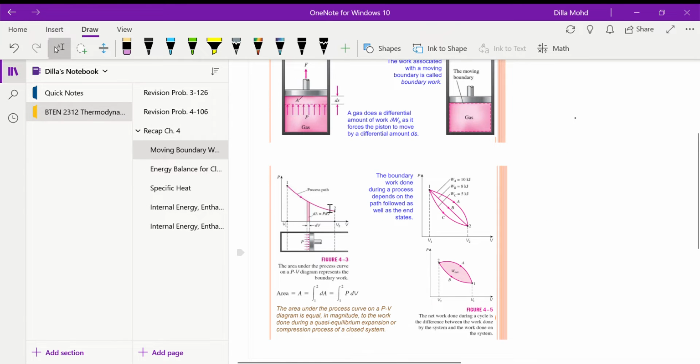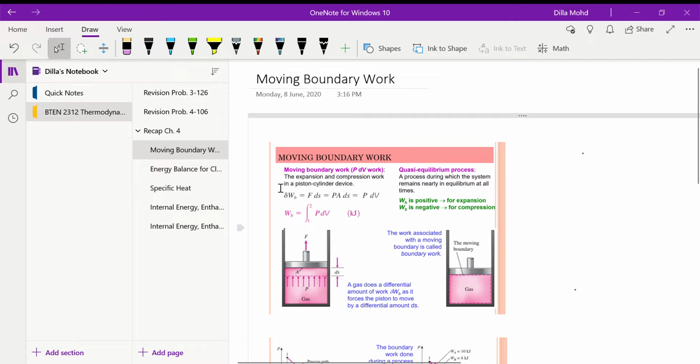Moving boundary work is basically the expansion and compression work in a piston cylinder device. It is denoted as W sub B, and it is equal to the integration of pressure multiplied by the displacement of volume as your process goes from one condition to another condition.